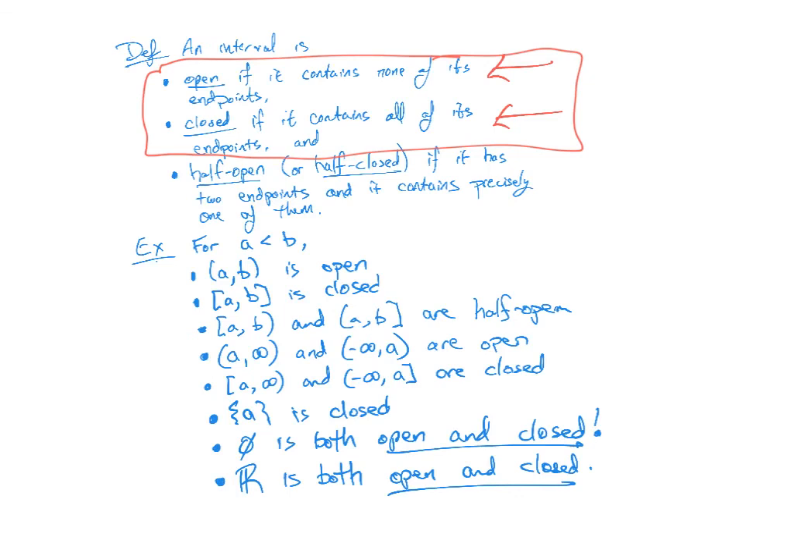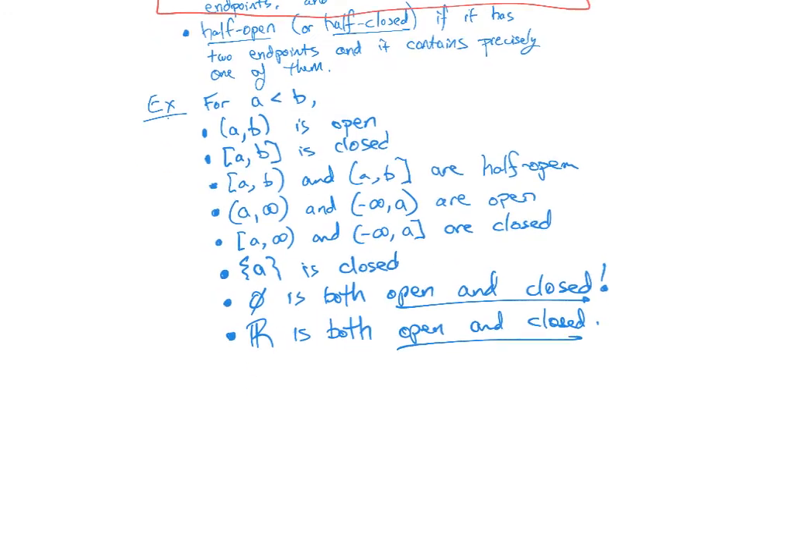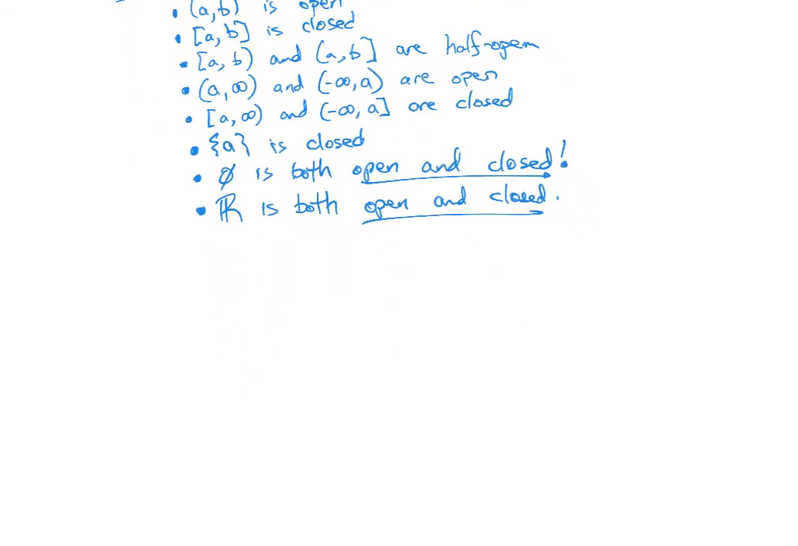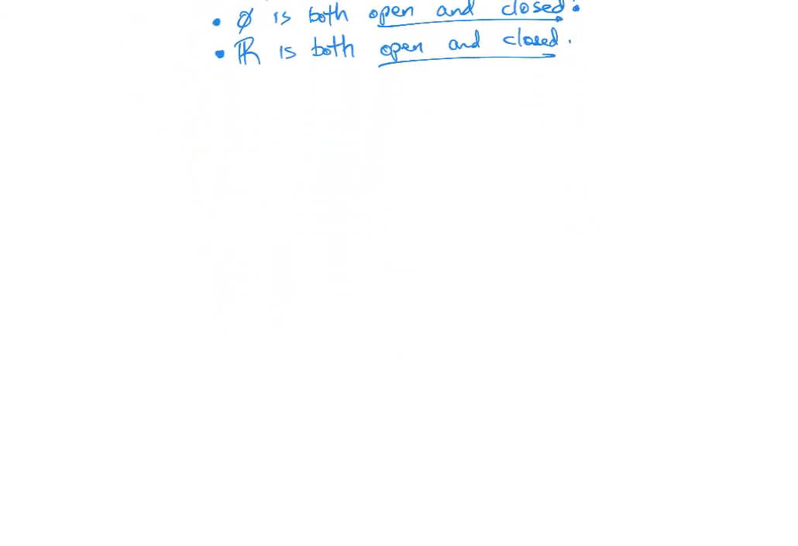Okay? In the second semester, we're going to see all kinds of sets that are both open and closed. But you don't see that in the real numbers. In the real numbers, it's just the empty set and the set of all real numbers. Second semester, we're going to leave the real numbers, and this is going to happen all over the place.